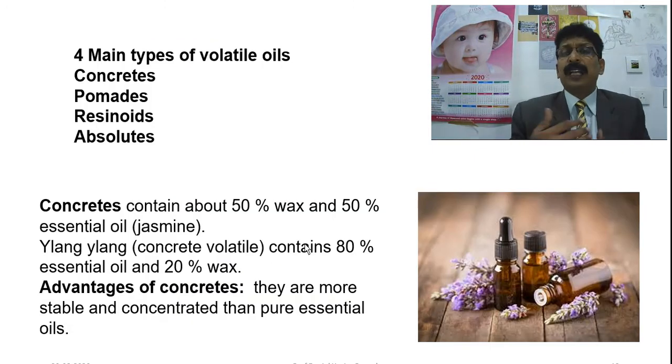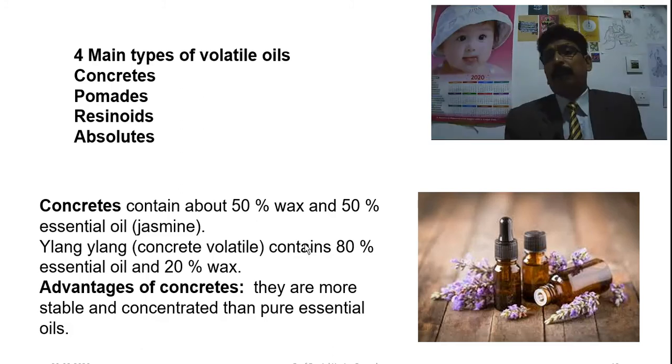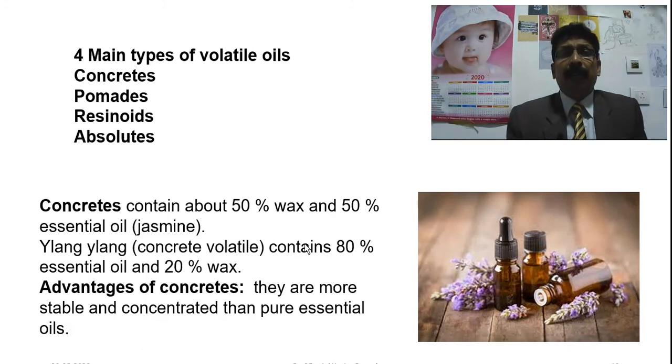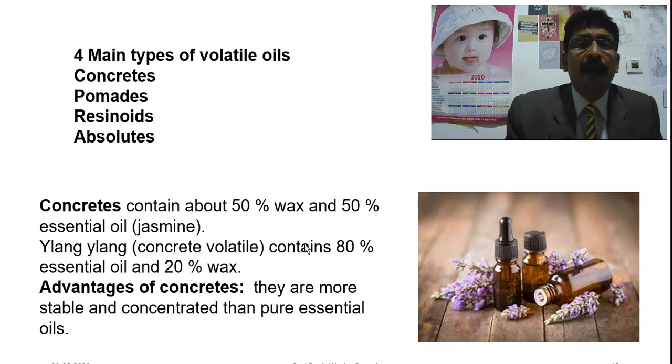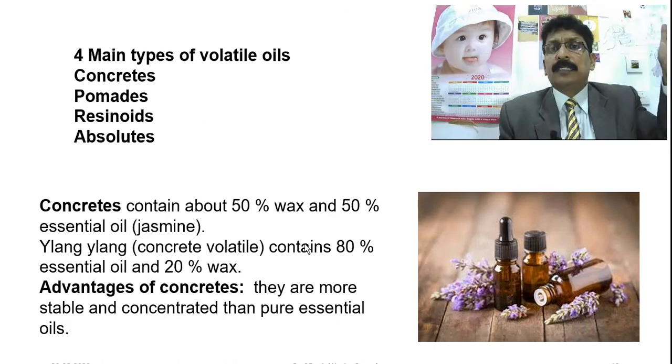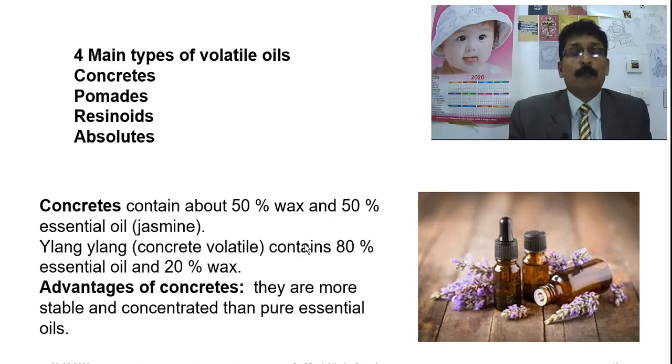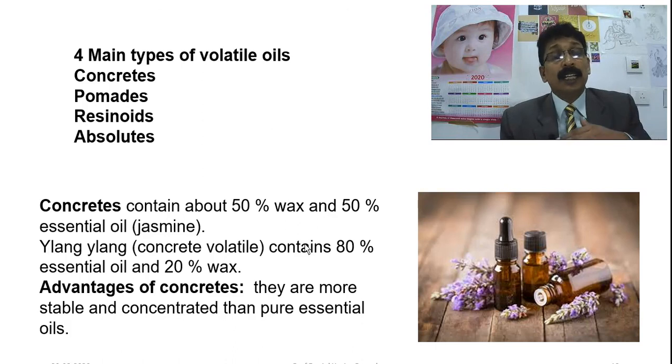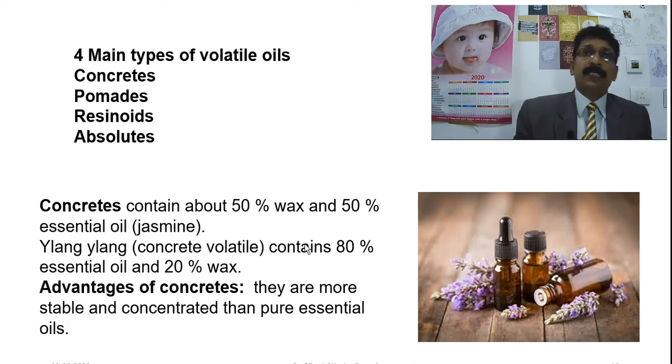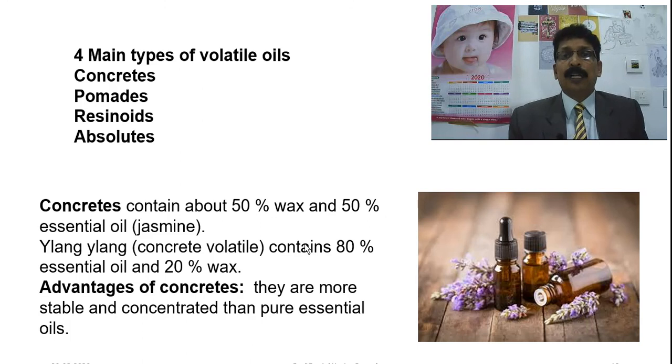And so we are coming to the various categories which can be obtained here. You can see the main types of volatile oil preparations, for example concretes, pomades, resinoids, absolutes. These are the four types which I am giving you as examples.